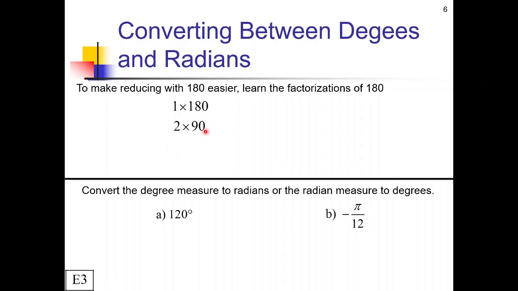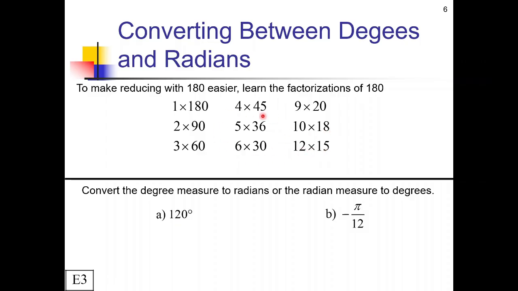2 times 90. Feel free to pause the video and see if you can come up with the rest of them. All right, so we have 3 times 60, and then 4 times 45, 5 times 36, a lot of people forget that one, 6 times 30, and let me see, 7 and 8 don't work, 9 works, 9 times 20, 10 times 18 was pretty easy, and then there's one that a lot of people forget about, but every now and then we need it. That would be 12 times 15.